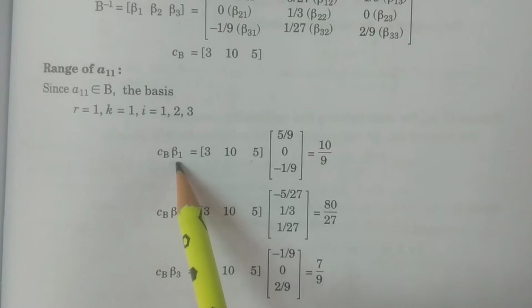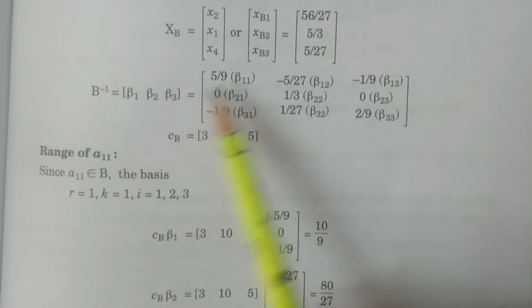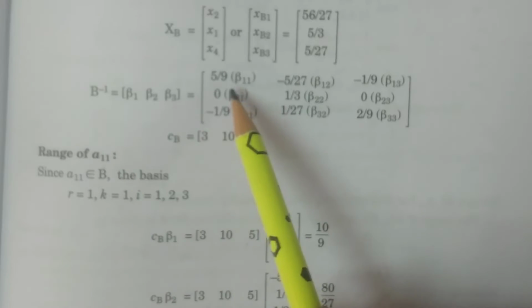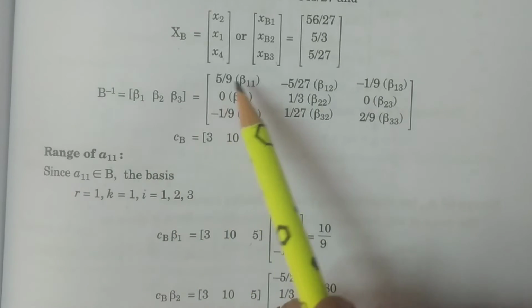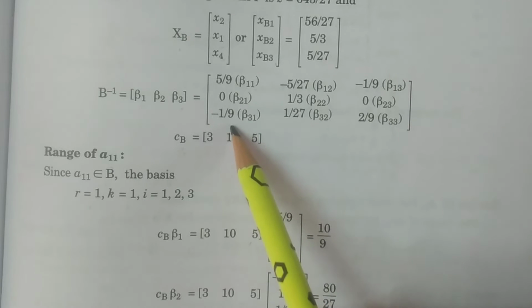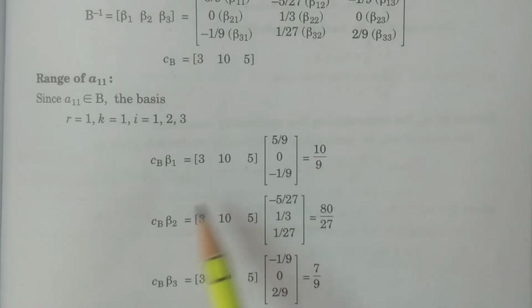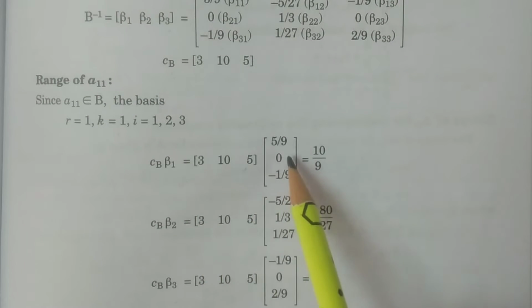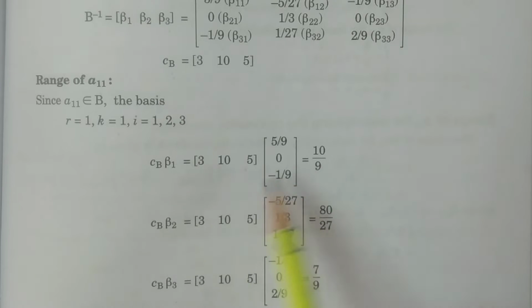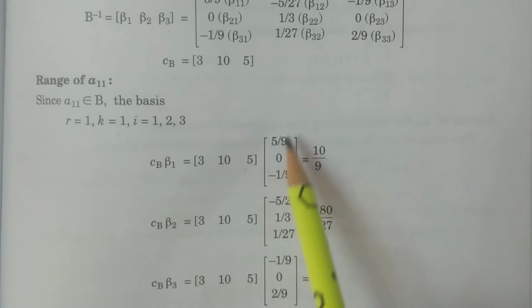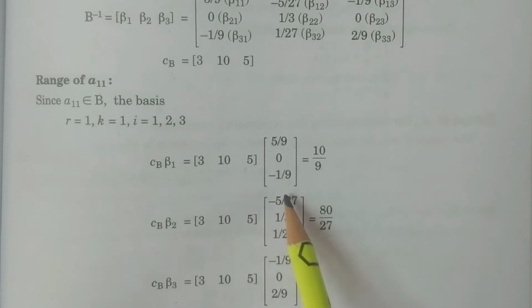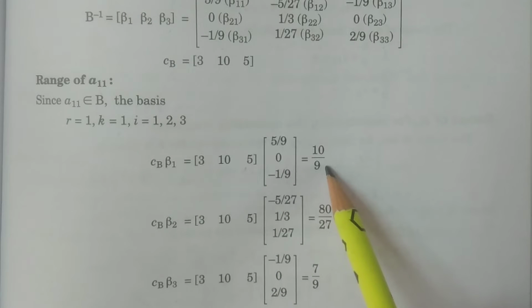And beta 1 is nothing but you see the B inverse matrix here. I have written beta 1, 5 by 9, 0, minus 1 by 9. You multiply these two. That is 3, 10, 5, 5 by 9, 0, minus 1 by 9. You multiply 3 into 5 by 9 plus 10 into 0 plus 5 into minus 1 by 9. First row, that is row and a column multiplication. Then you will get 10 by 9.